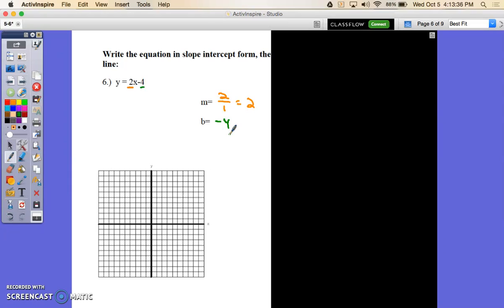Because it's already isolated, I simply go down to negative 4, and I rise 2, run 1, rise 2, run 1, and so on. Most math teachers would like you to show that you can do rise over run in both directions. So this is actually the same thing as negative 2 over negative 1. So I can go this way as well, and then I can create my line. Very nice. So go ahead and try number 7 now.